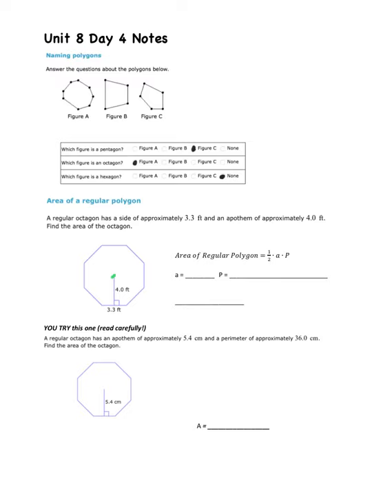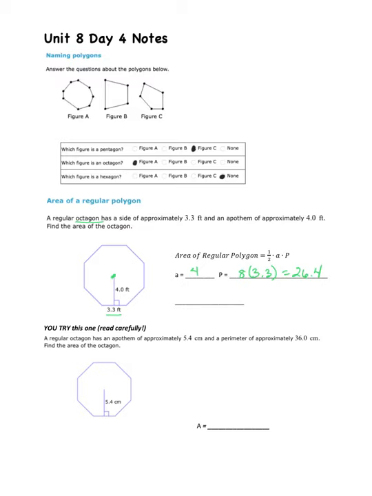Our A is 4. They show us right there. Perimeter. Well, how do we find the perimeter? We know the length of this side. The side is 3.3 feet. It is an octagon, which means 8 sides. So the perimeter is 8 times 3.3. 3.3 times 8, which is 26.4. Now we have our pieces.